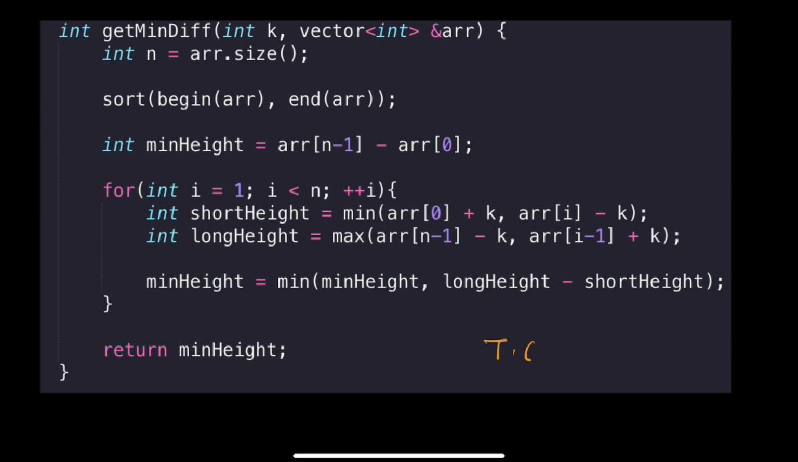Now, what could be the time complexity for this approach? Here, we are sorting the array. So for sorting, it takes O of n log n, where n is the size of the array. Okay. And here, we are running a loop till n. So for this, it's O of n. So the overall time complexity for us is O of n log n. And what is the space complexity for this? Since we have just used variables here, the space complexity will be O of 1.